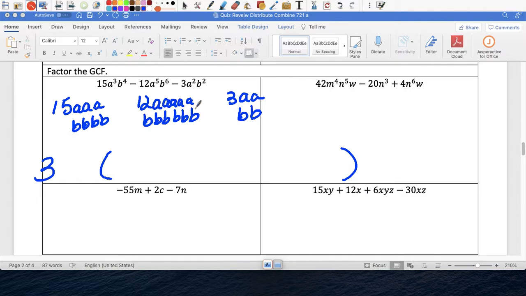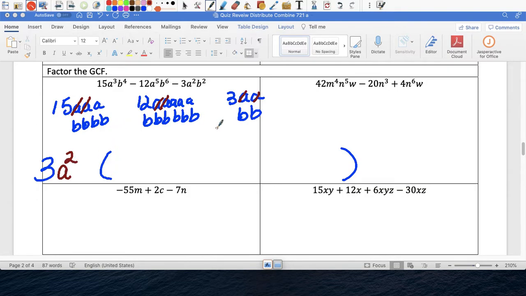Do each term share A's? Is there a certain amount of A's that they share or not? In this case, they do. They each have 2 A's. So I'm going to cross that out. 1, 2, 1, 2, and 1, 2. And I'm going to take it out and put it out here.